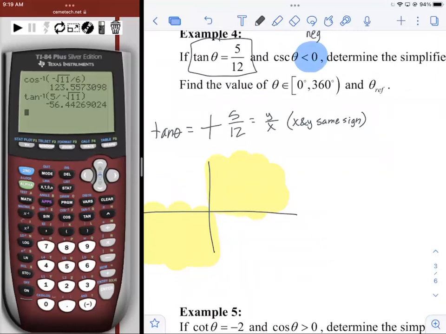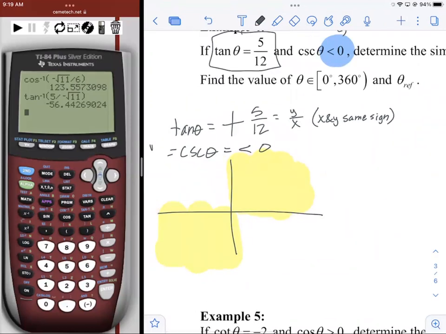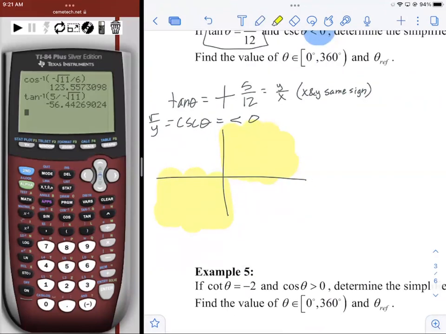The second clue, cosecant of the same theta is less than 0, is negative. Well, cosecant is r over y. R is always positive. So just like sine, its reciprocal is negative when what is negative? When y is negative, right? Sine is negative when y is negative. Cosecant is negative when y is negative. Where is y negative?